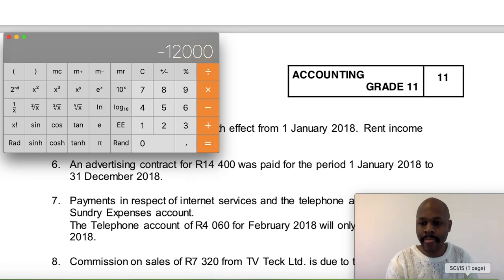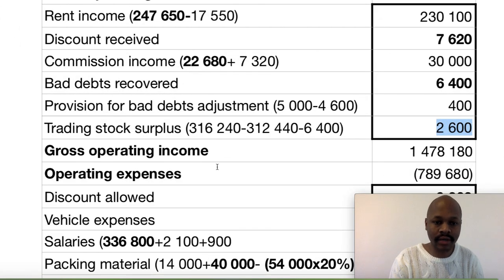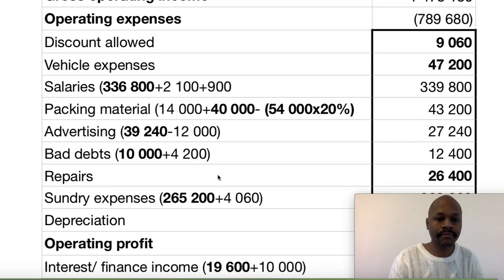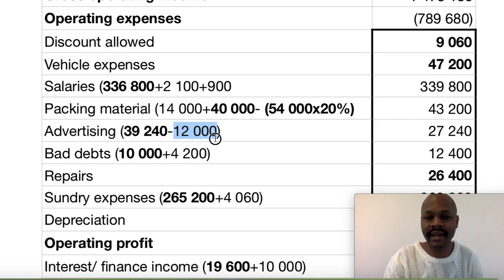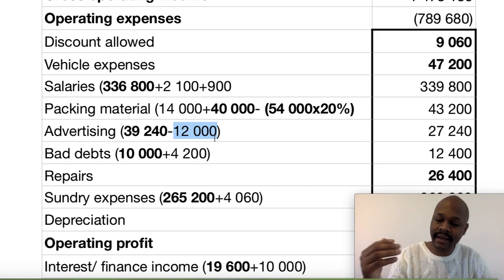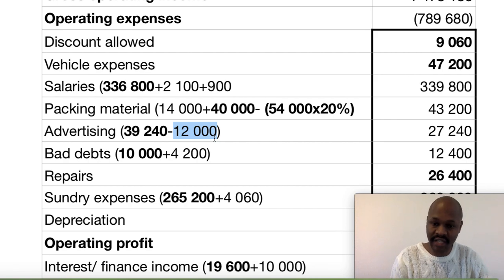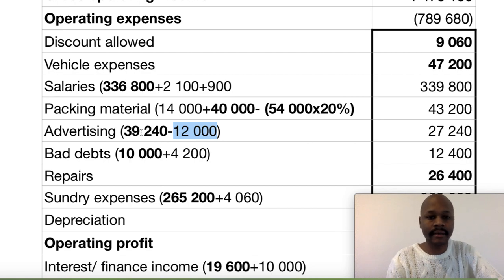Let's go to our answer book. Under expenses, advertising there. What we are given, we subtract what we don't have to pay in the current financial year because we want to apply what we call the matching principle. You remember in my previous video, we went through different year-end adjustments. So this right here, you subtract 39,240 minus 12,000, it gives you 27,240.